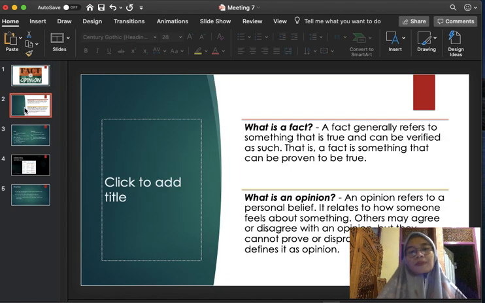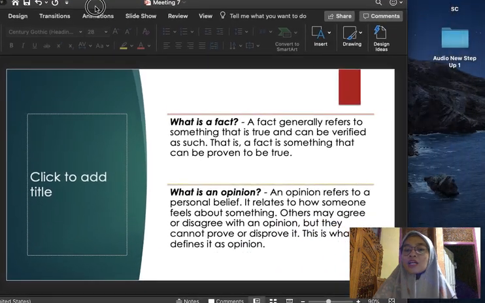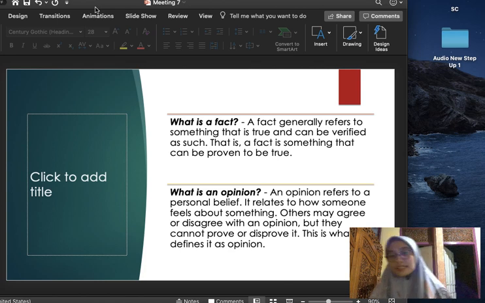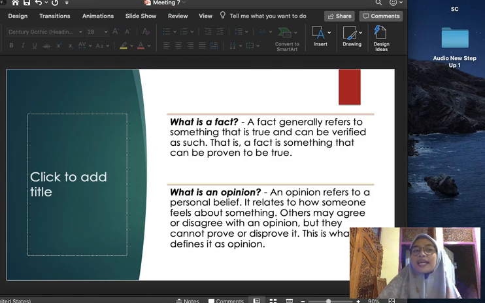What is opinion? Fact generally refers to something that is true and can be verified as such. That is a fact, something that can be proven to be true. So it should be able to be proven to be true. There is something being the proof, the evidence that the statement itu adalah something true. And the second one is opinion. Opinion refers to personal belief, to how someone feels about some things. Others may agree or disagree with an opinion, but they cannot prove or disprove it. This is what is defined as opinion.